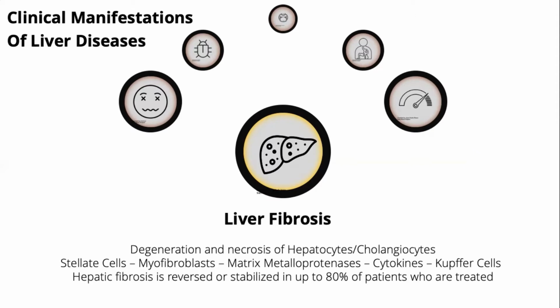In the liver, when the inflammatory insult becomes chronic, fibrosis can then lead to apoptosis and loss of architectural integrity of the liver and cirrhosis. And cirrhosis is a stage of liver fibrosis. Many cells are involved in this process, like the stellate cells, the myofibroblasts, cytokines, Kupffer cells. And the good news is that hepatic fibrosis is reversed or stabilized at least in up to 80% of patients who are treated.